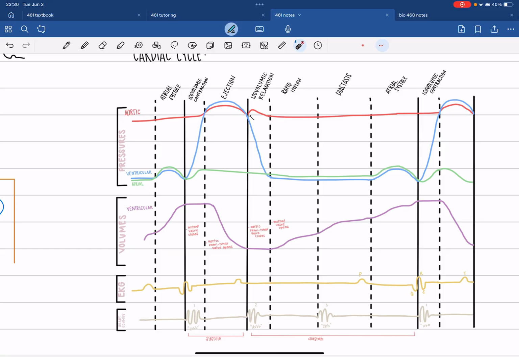Right here, we've got pressures. We're going to be looking at 3 pressures: aortic, ventricular, and atrial. Now, the aortic pressure is just coming from the aorta, right? And the aorta is a large artery, and arteries have high pressure. So, the aortic pressure is going to start high and stay high.